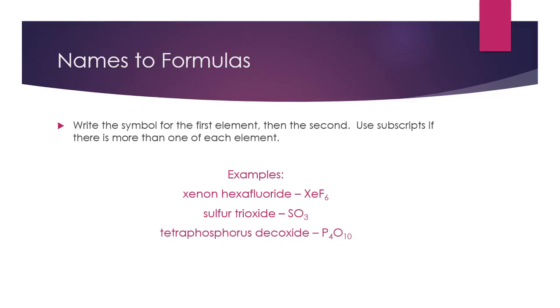Here's another one, tetraphosphorus decaoxide, or decoxide. Phosphorus and oxygen are the 2 elements, and there are 4 phosphoruses and 10 oxygens.